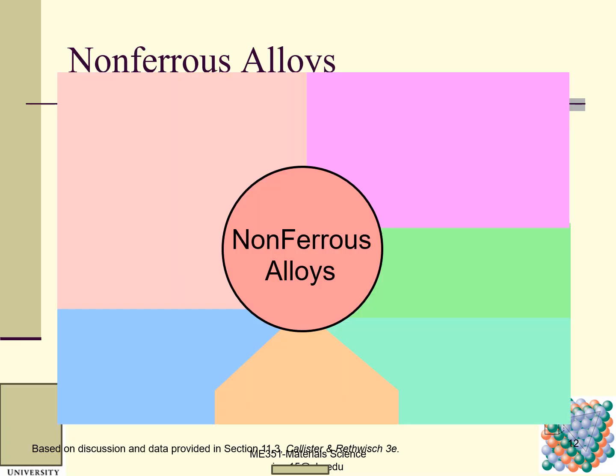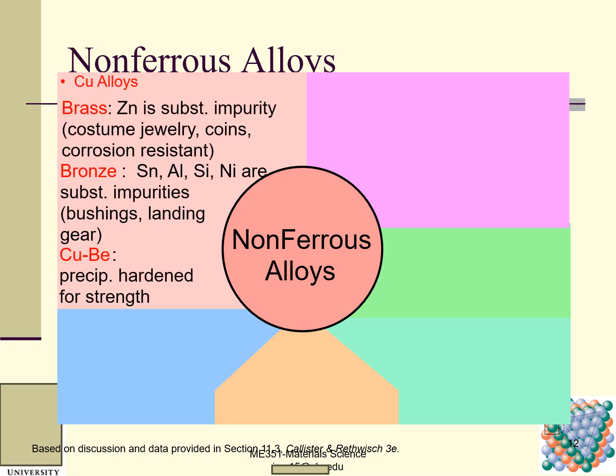Then we talk about non-ferrous alloys. Okay, so non-ferrous alloys include all these alloys that do not have any iron inside. The first one is copper alloys. This is very commonly used, for example, brass and bronze.